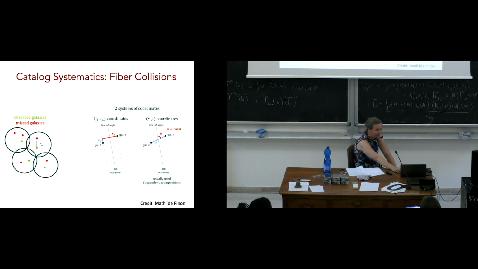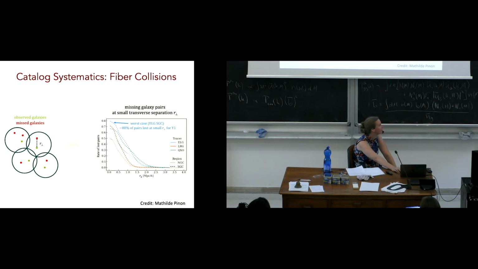Let's do the easy case first, though. Measuring just galaxy pairs as a function of r perpendicular, one can then easily quantify what fraction of pairs is lost. And that is substantial in the case of DESI year 1, where there have not been as many passes of the same area of the sky. This can be up to 80% for the ELG sample. So that is definitely something that one needs to be careful about in the cosmology analysis.